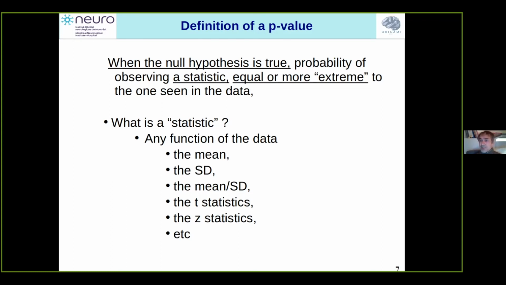So what is a statistic? Well, basically any function of the data. An effect size is a statistic. So the mean, the standard deviation, the mean divided by the standard deviation, all those things are statistics. And again, there are statistics that are more easily interpretable and communicated.